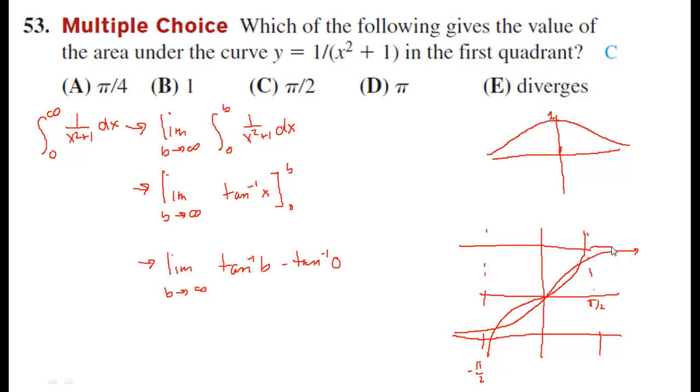For this function, the inverse tangent function has an asymptotic behavior to pi over 2. So as b goes to infinity, inverse tangent of b approaches pi over 2, and the inverse tangent of 0 is 0, so pi over 2 is our area.